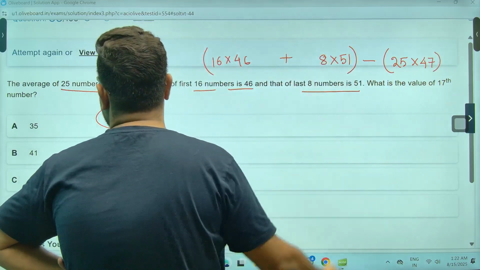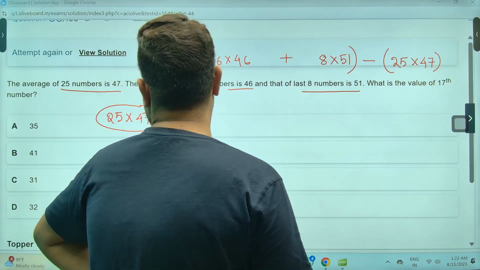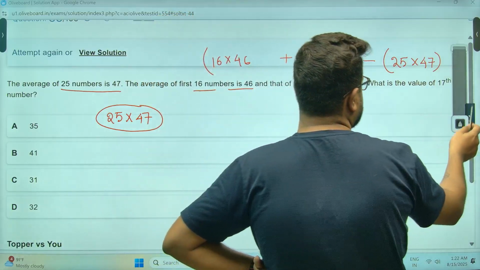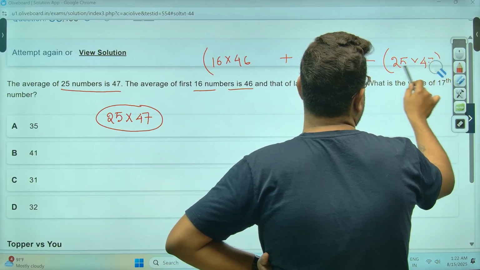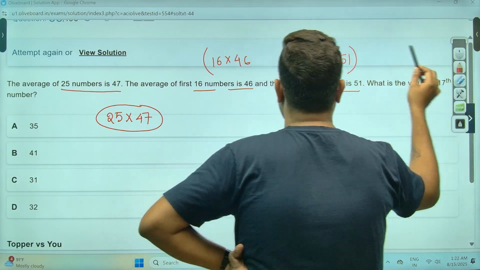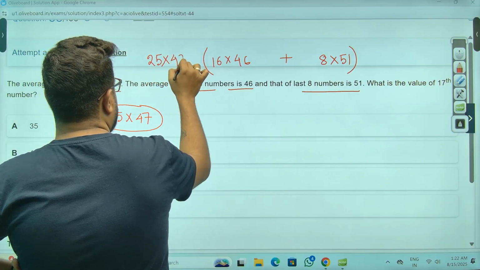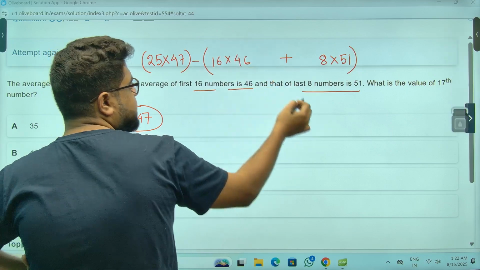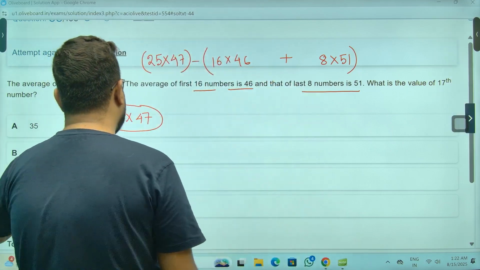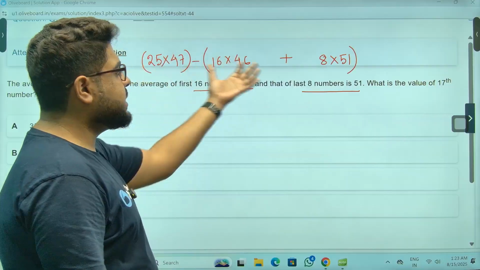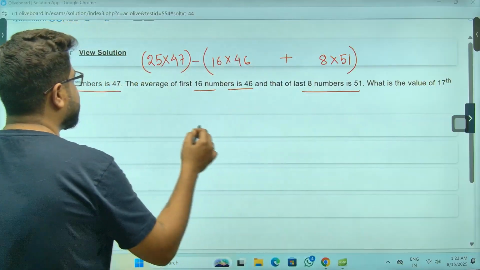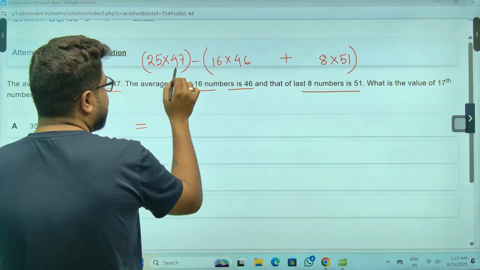Because 16, 24, one second. 25, no sir, sorry. In that case, 25 they have told you, no? So you do this. You do this one minus this one. So that is what you do. So again, if you calculate, sir, it's not that difficult.